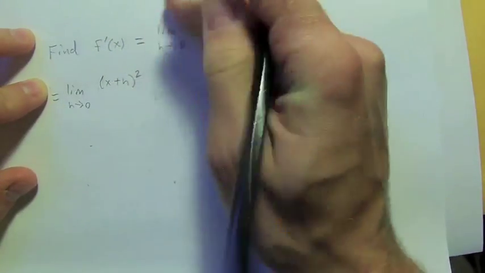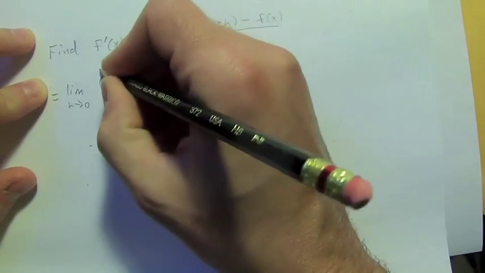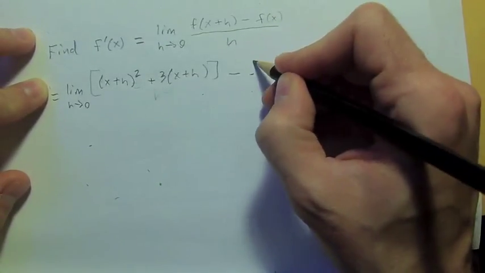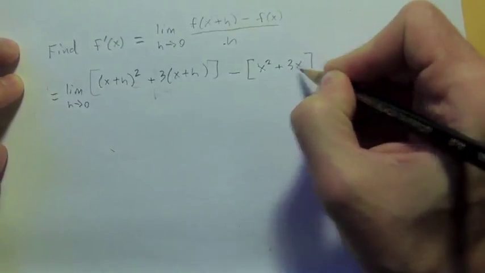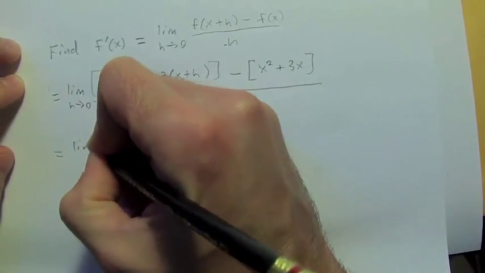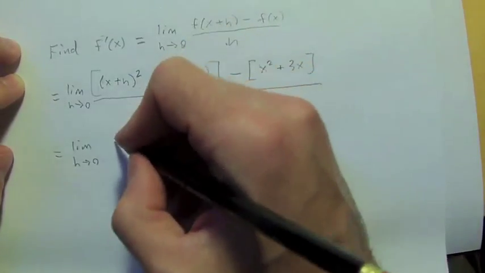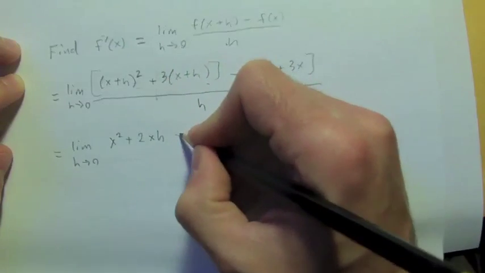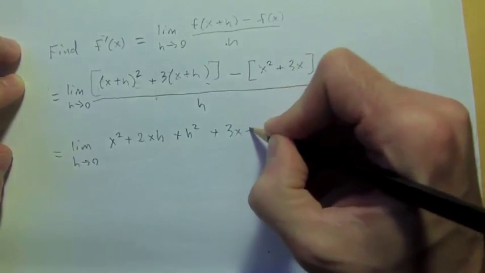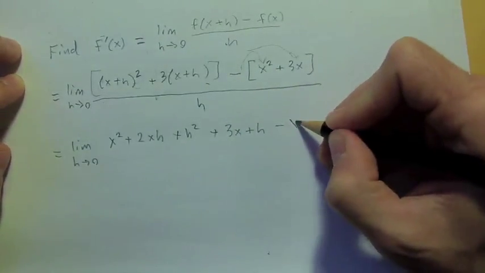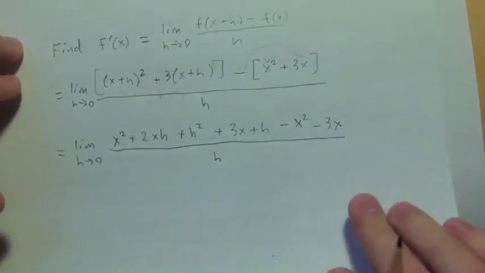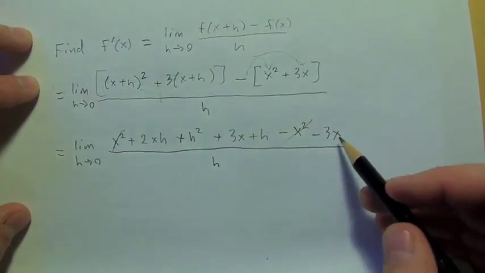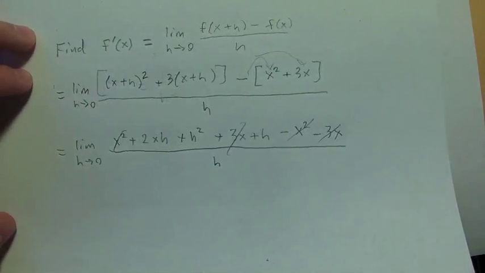I'm going to put x plus h in, so that's going to be x plus h squared plus 3 times x plus h, so that is my f of x plus h term, minus, now I'm going to just subtract f of x, which was just x squared plus 3x, all over h. So we get the limit as h goes to 0. Now we expand this guy out to get x squared plus 2xh plus h squared. Expand this guy out to get 3x plus h. And then this negative sign affects both pieces to give me negative x squared minus 3x. So I have that all over h. And a bunch of things cancel. The x squareds cancel, the 3x's cancel, and we are left with just h terms.